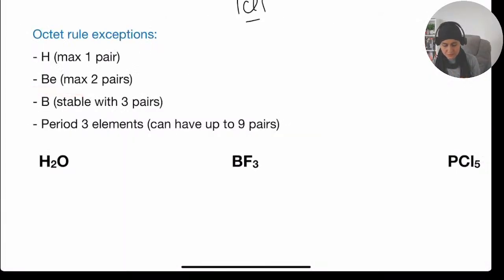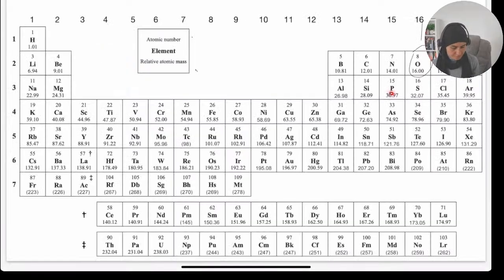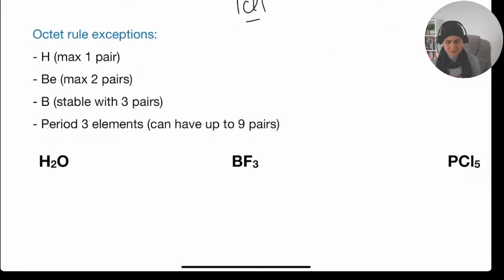Beryllium forms 2 pairs. Boron is stable with 3 pairs, although it could form 4. Period 3 elements and below can have up to 9 pairs, but for IB you never go below period 3, I think. This is called an expanded or extended octet. For example, phosphorus, sulfur, chlorine or bromine don't necessarily have to have an octet. They can have more than 4 pairs, and they're fine because they have the 3D sublevel. Explanation you don't need to know.